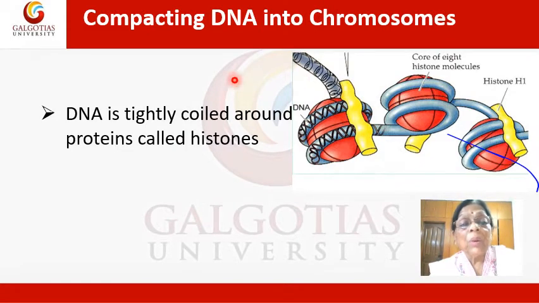Now, compacting DNA into a chromosome, how the DNA is arranged in the chromosome. DNA is tightly coiled around proteins called histones. So these are the histone proteins, this red color histone protein, and this is again a histone protein around which the DNA is arranged. Before cell division, what happens? They get separated from the histones and they are involved in the cell division.